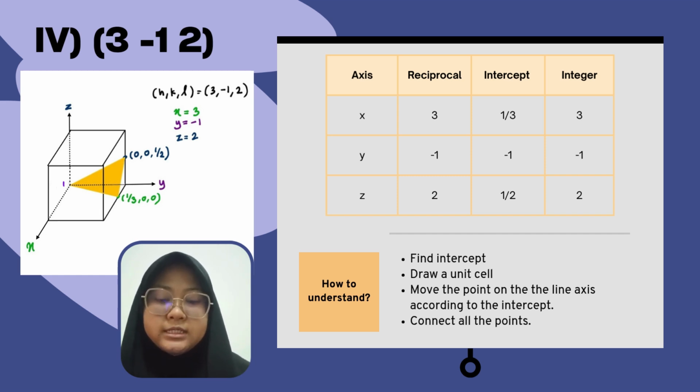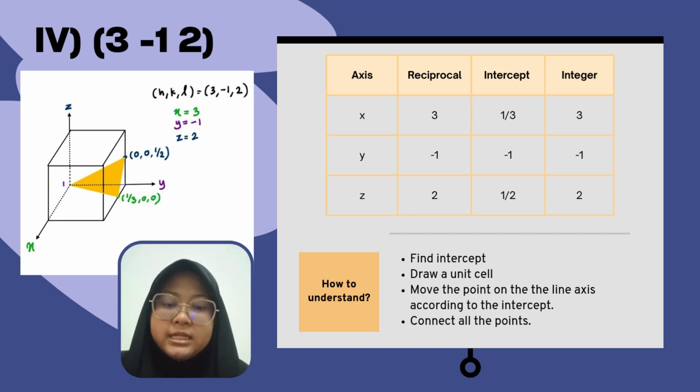Then we draw a unit cell. Move the point on the axis line according to the intercepts. But instead of using a minus sign for -1 on the y-axis, we use an overbar to denote a negative index. So we connect all the points to visualize the plane. This gives a Miller index of 3 bar over 1.